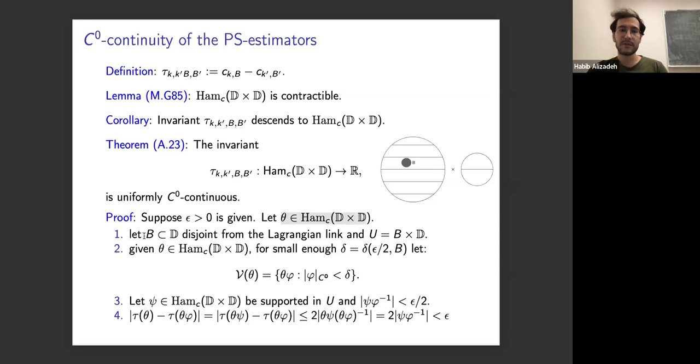So let's fix this element, and then let's fix a disk B disjoint from the Lagrangian link. So we have this picture again here. This is the biggest sphere times the smallest sphere, and our polydisk is a disk embedded on top of the first sphere and on top of the second sphere, and you just multiply them. Some of these circles are contained inside this disk, some of them not, it doesn't matter. All you need is a small disk B that is disjoint from all these circles, so in particular disjoint from the Lagrangian link. And you look at this U, which is this small disk times the second disk on the right.